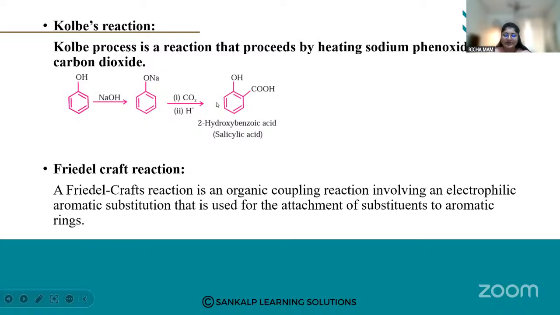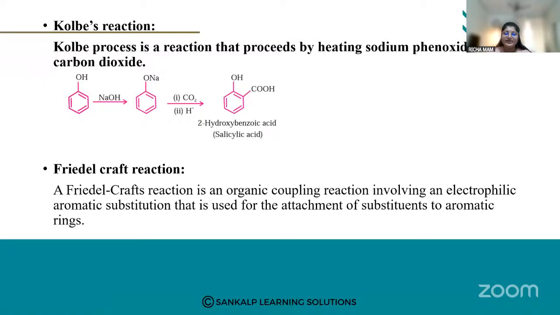It forms an intermediate, that is sodium salicylate. This sodium salicylate, on acidification, will give you salicylic acid. So this is the Kolbe reaction, again a very, very important name reaction. The Reimer-Tiemann reaction we have also seen.